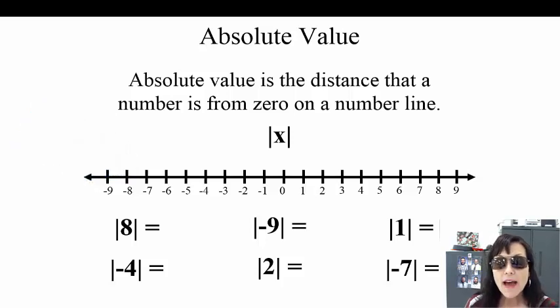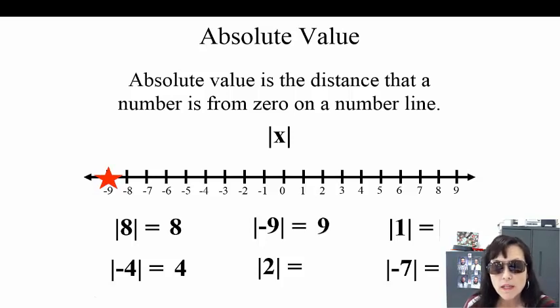Okay? If I asked you, what is the distance, or what is the absolute value of 8? It's always going to be positive. Distance is always positive. It's going to be 8. And this is where we would graph it. The absolute value of negative 9, if we graphed, we're going to move down instead of across. So the absolute value of negative 4, here's negative 4, but how many spaces is it from 0? It's 4. And what about negative 9? That's over here. What is the distance from 0? It's 9. It's not negative 9 spaces from 0.